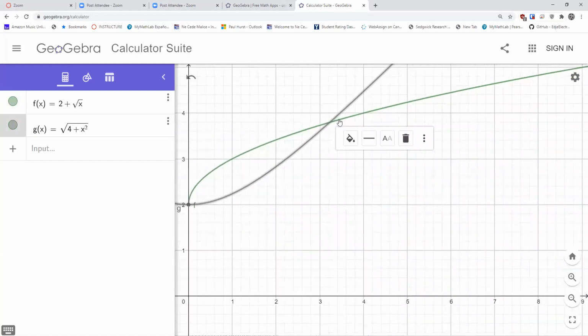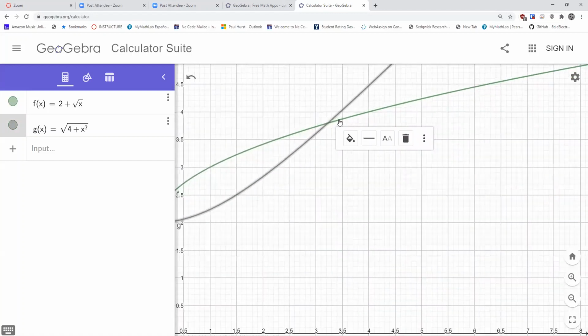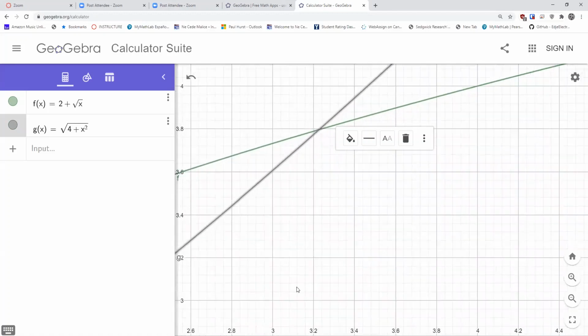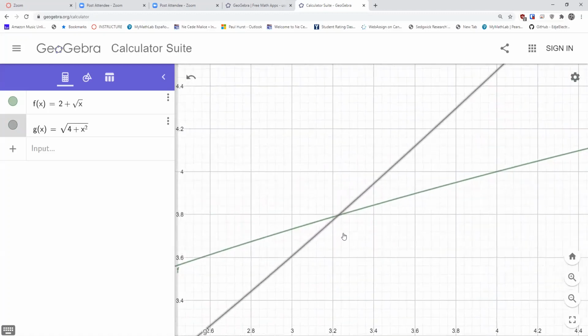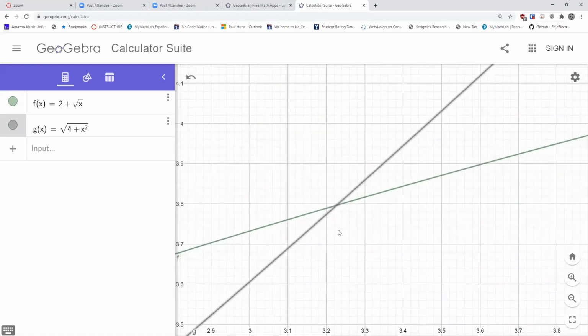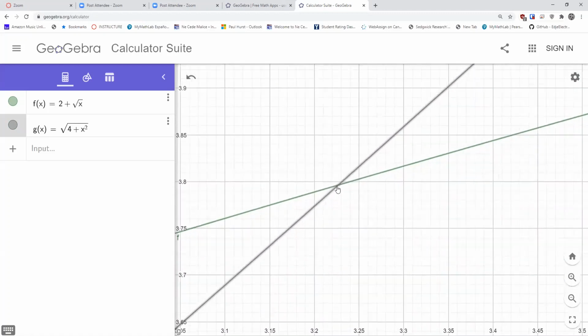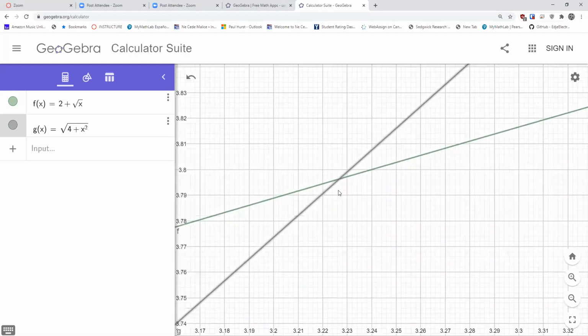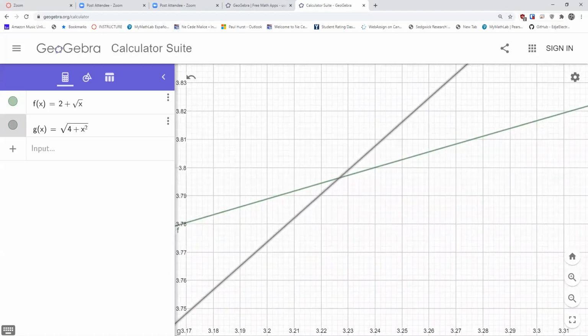So what you can do, though, is zoom in. And notice as I zoom in, these numbers here become smaller. I want 2 decimal places. I can move this around a bit. Zoom in some more. Okay, I'm zooming in. I want it to 2 decimal places. Okay, so right here, I have this down here. It says 3.22 and 3.23.